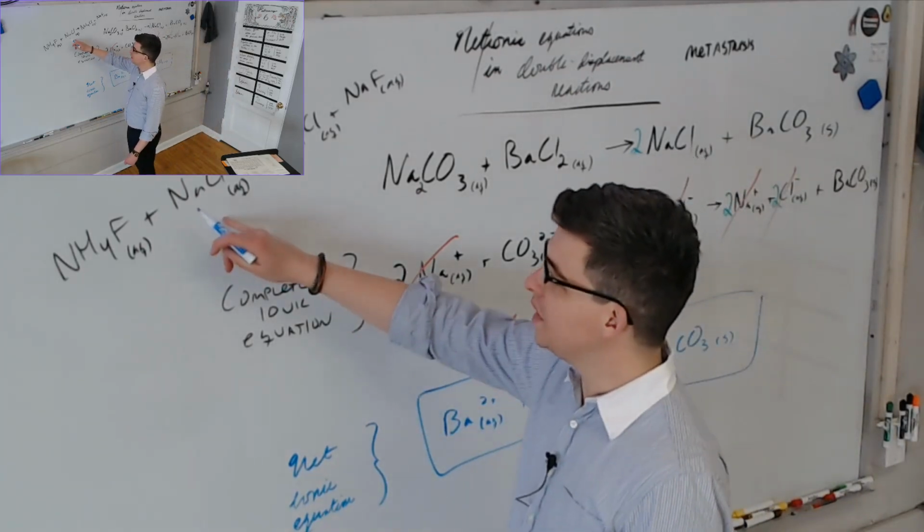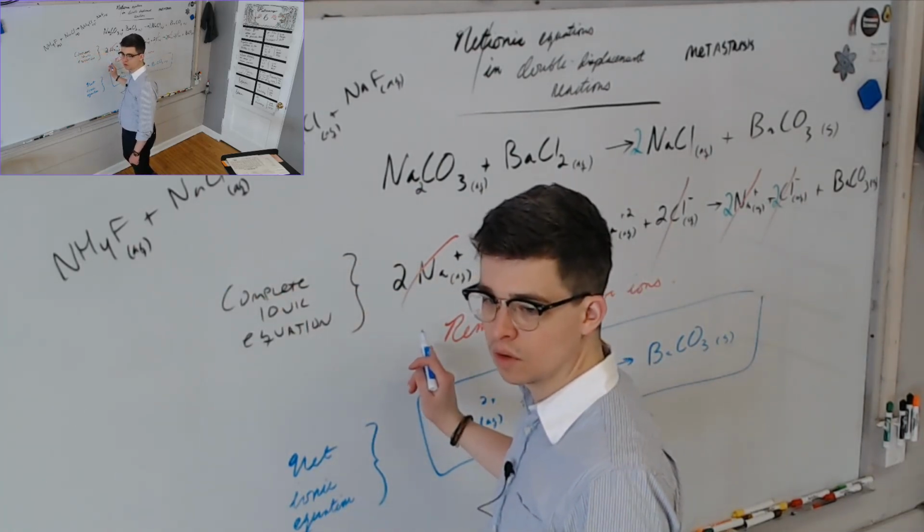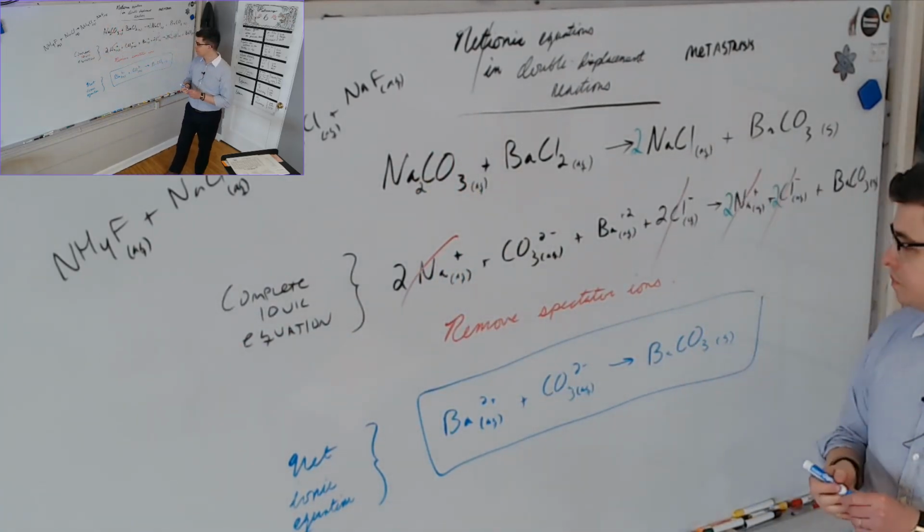Last thing, if we did do this one, what would we find? When we got to the red step, the remove spectator ions, we'd remove everything. The reaction did not happen.